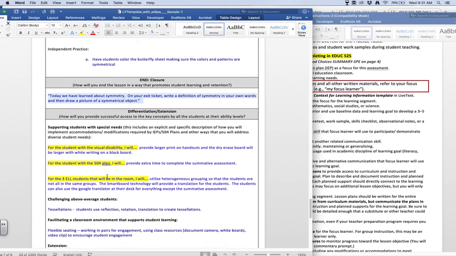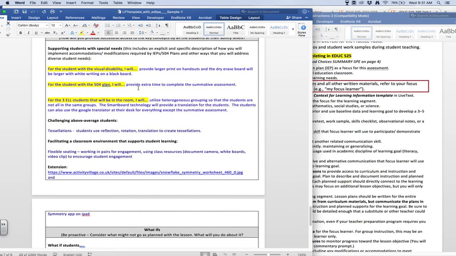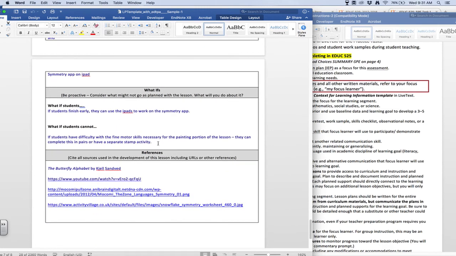And then we have the differentiation. And this is where your student might receive unique instructional strategies or modifications, accommodations to help them along the way. And you have that in there. I love this too. Nice job, edTPA. The what ifs. This is planning for the best you can. What if students finish early? They could do that. Or what if students cannot do something?